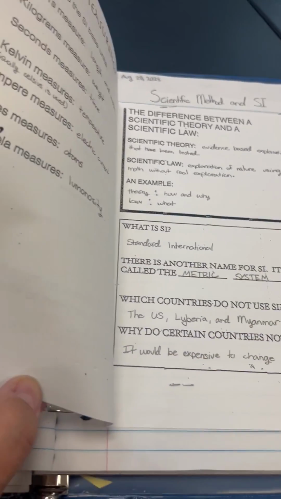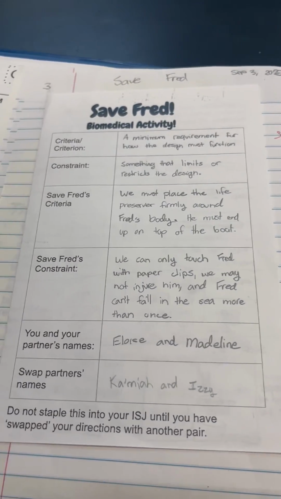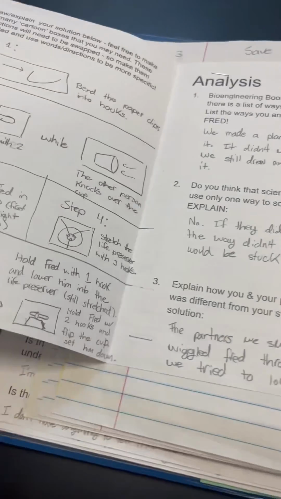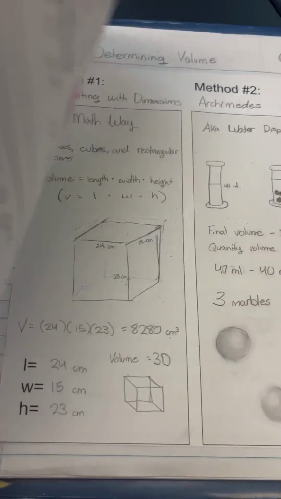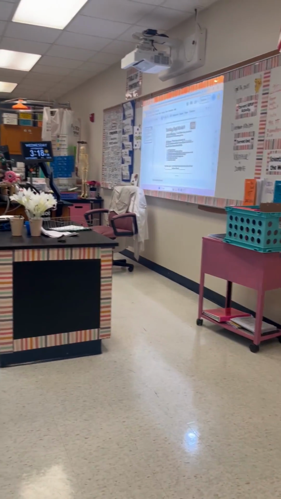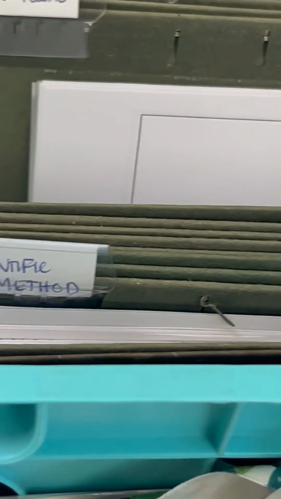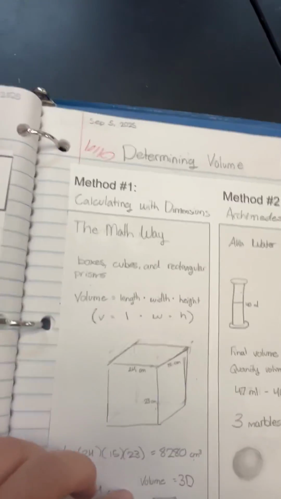We have entries. Title, page, date. This is one of our labs. Beautiful illustration. I asked for color on this page. Each of these pages corresponds to that table of contents that we have there up at the board, that blue thing, and it also corresponds to the Power School grades, and it corresponds to the name of the file folder here. Types of graph, page 2, determining volume.